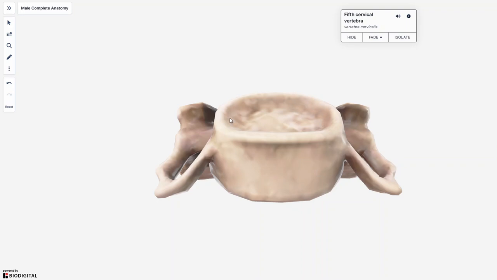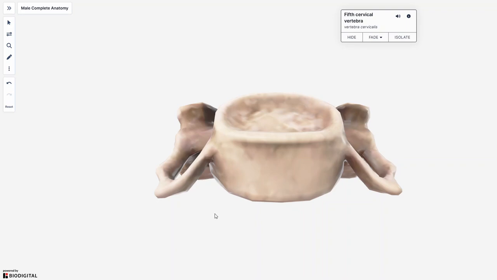Now my pointer is on the superior part of the vertebral body where a vertebral disc would sit, and then the fourth cervical vertebra would sit on top of this vertebra with the intervertebral disc in between.